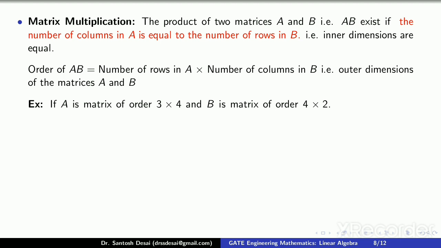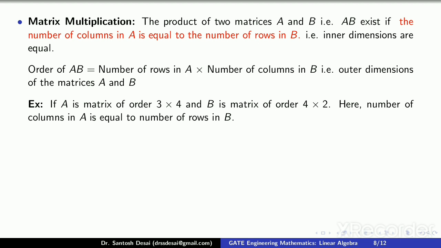Now for this, let us consider one example. Let A be a matrix of order 3 by 4 and B is the matrix of order 4 by 2. Here, number of columns in A is equal to number of rows in B. So therefore, AB exists and order of AB is 3 by 2.